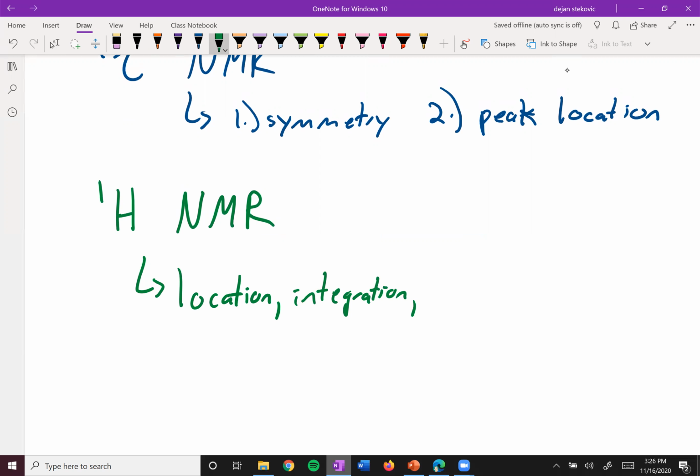Think about the integration. Again, this is the same thing as the symmetry. If you have 10 hydrogens but only 5 peaks, and they all represent 1 hydrogen, you have some element of symmetry there. So integration and number of peaks. And then finally, the coupling, right? The coupling will help you to piece all of these little different pieces together.